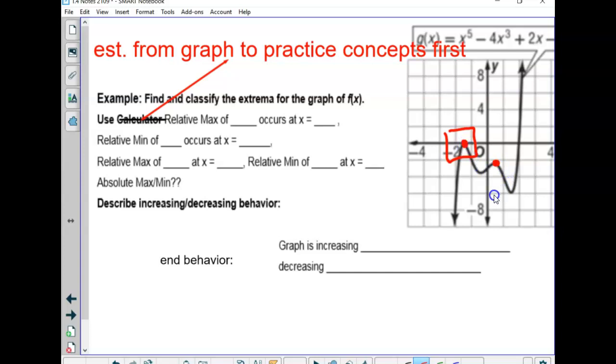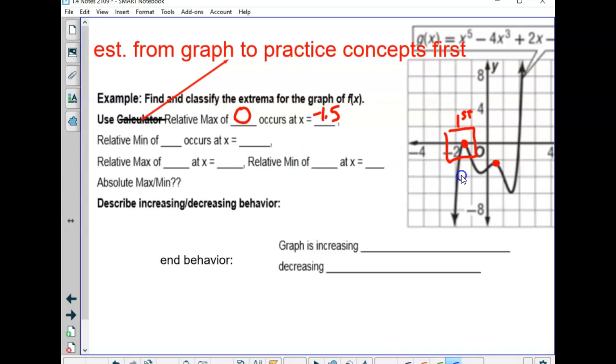Those occur when it changes from increasing to decreasing or decreasing to increasing. So the relative maximum of what occurs at x equals. What is the maximum y value at this one if I do this one first? Okay, the y value of 0 occurs when x is, estimate for me. -1.5 would be fine. Okay, relative minimum value of y equals what?